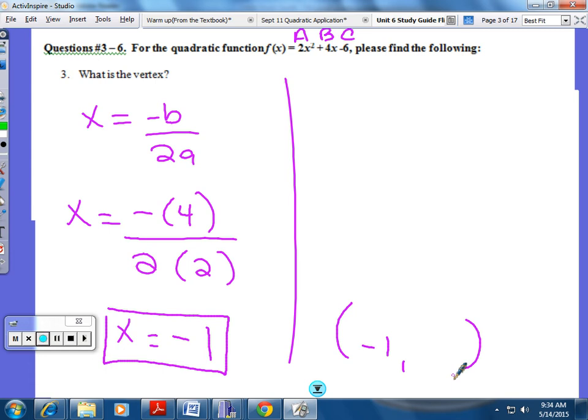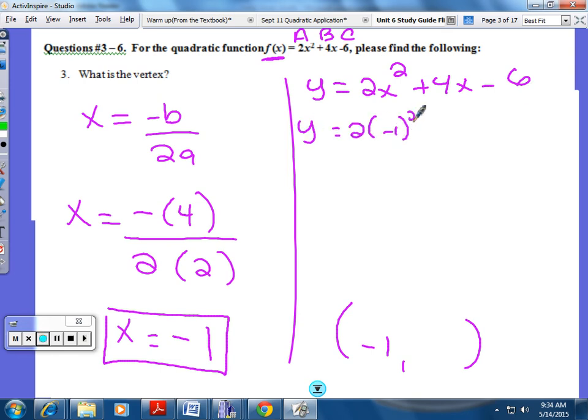Now what I have to do is plug my answer for the axis of symmetry back into the original problem, and then solve and get another answer. So my original problem says f of x. F of x is the same thing as y. They're synonymous. They mean the same exact thing. So all I do is plug in my x, and then I simplify. It's important here that you do -1 to the second power first, and then multiply it times 2.